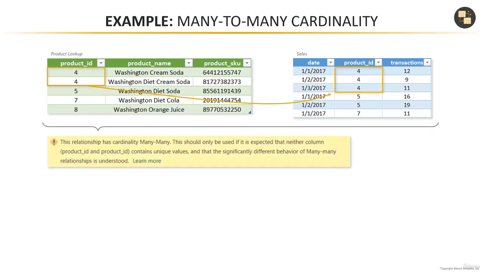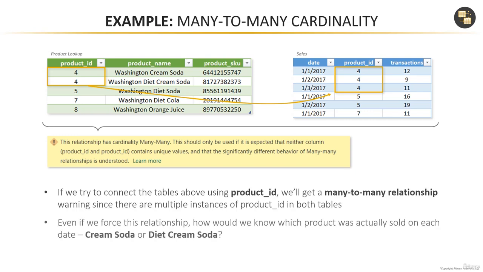If we tried to connect these two tables using that product ID field, we'd get an error message that says, hey, this is a many-to-many cardinality. This is no good because there are multiple instances of product IDs in both tables. I want you to pause for a minute and step back and think about why this relationship doesn't make any sense. Even if we could force this relationship to happen inside of Power BI, how would we know which product was actually sold on each date?